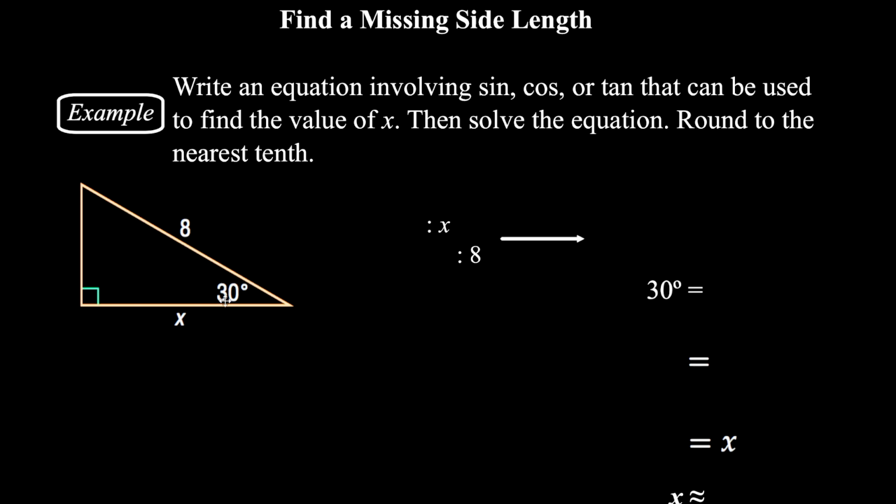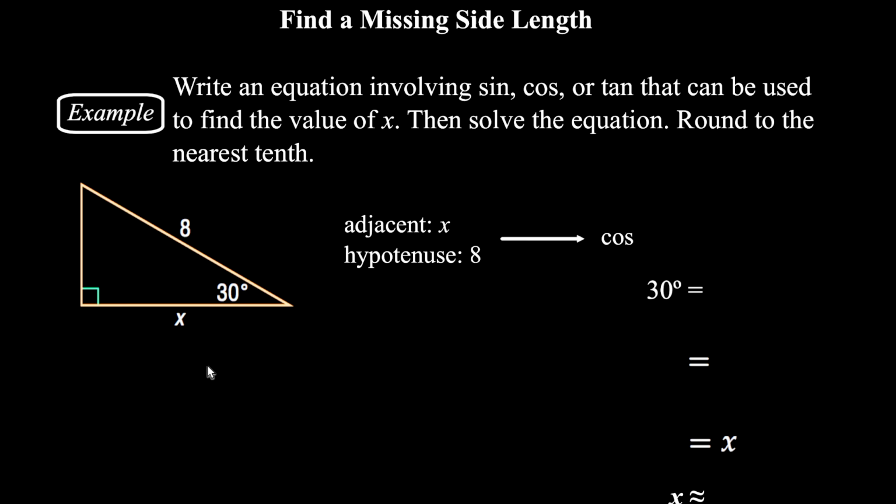So the first thing we want to do when we're looking at this is figure out what trig function we would use. And the trig function we're going to use uses the adjacent and the hypotenuse. So that's the first thing we need to figure out. The adjacent side is x, the hypotenuse is 8. What trig function uses adjacent and hypotenuse? That would be the cosine function. So we know we're going to use the cosine function.